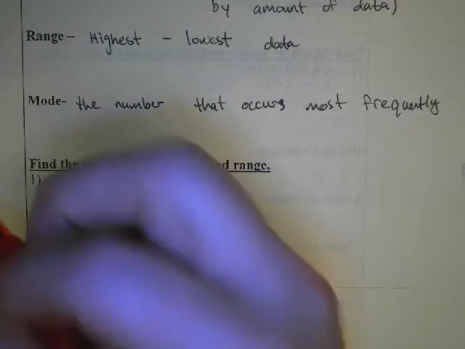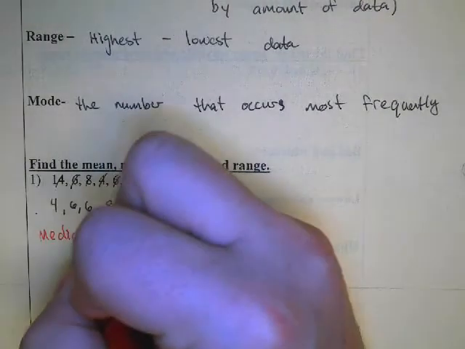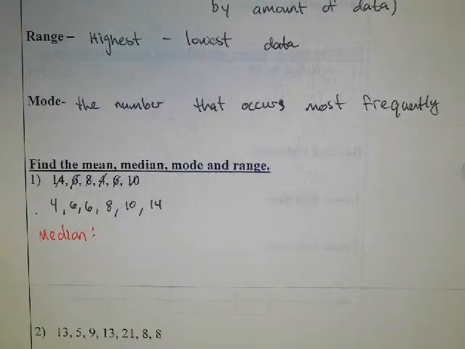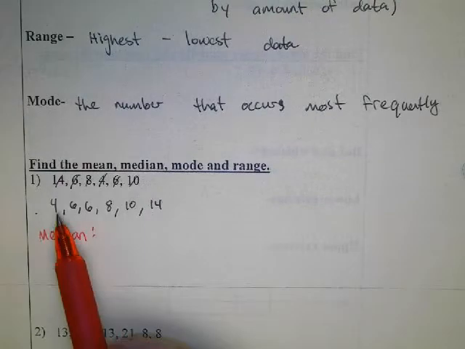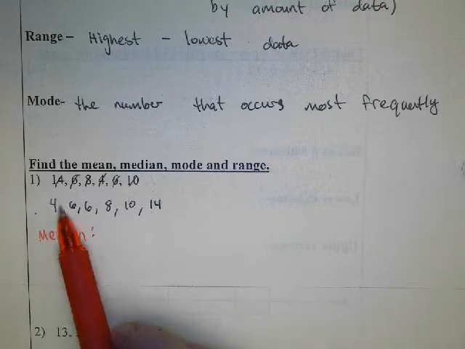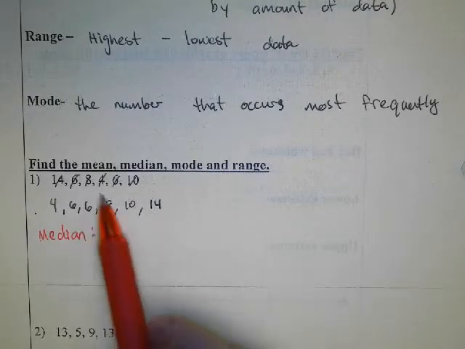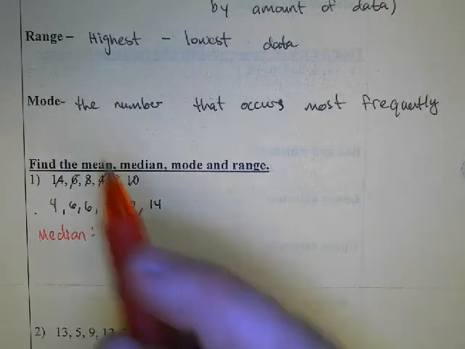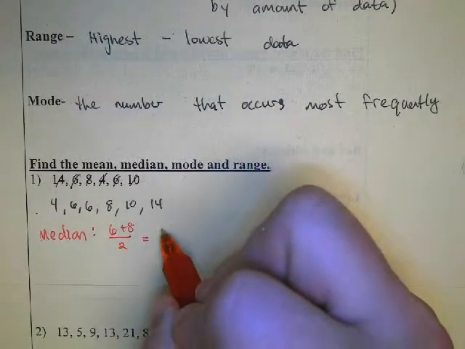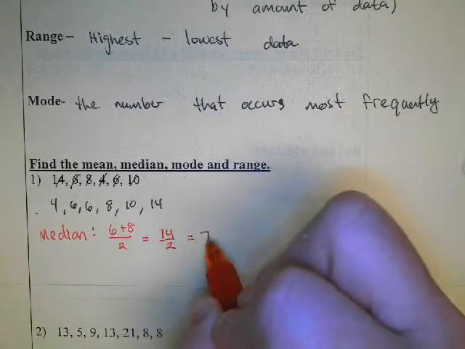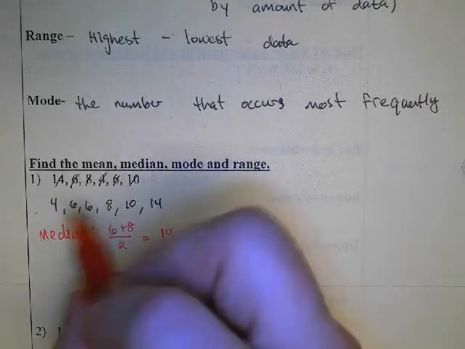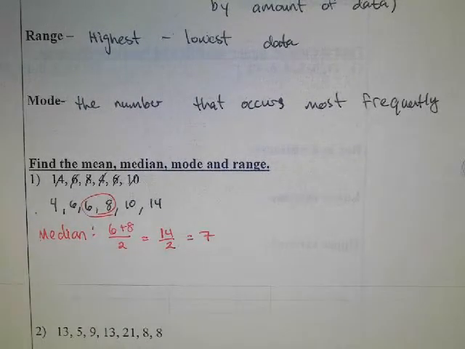The first thing I'd like to find is the median. So the median is the center number, but if there's an even number of digits, we'll have to find the average of the two center numbers. So when I go to find the center, I count 1, 2, 3, 4, 5, 6. So I go 3 in from the right and 3 in from the left, and I have two numbers that would represent my center, so I have to find the average. So there's 6 plus 8 divided by 2, which is 14 divided by 2, which is 7. So my median would be 7. I'm finding the average of the two middle numbers.